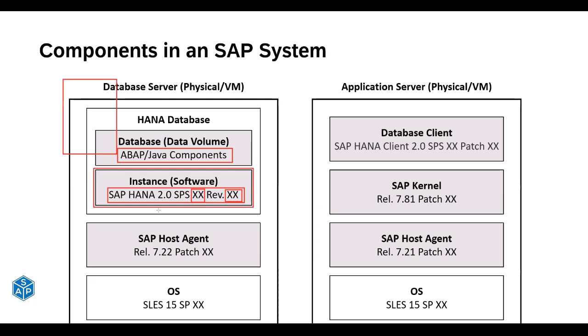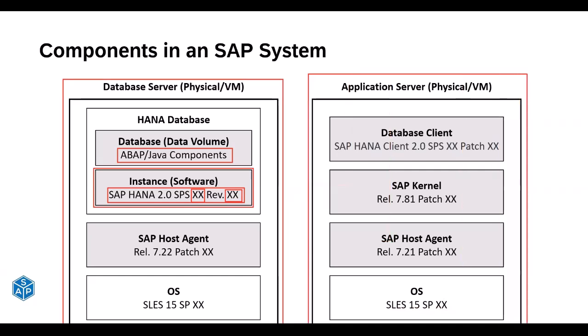Okay, so this was your database part. What are the components that you can upgrade in your database part? And then comes your application part. This is the part where your application server is. So what are the components in your application server that can be upgraded? First is your host agent. It is there on the database also. It is there on your application server also. So this is your host agent which you can upgrade.